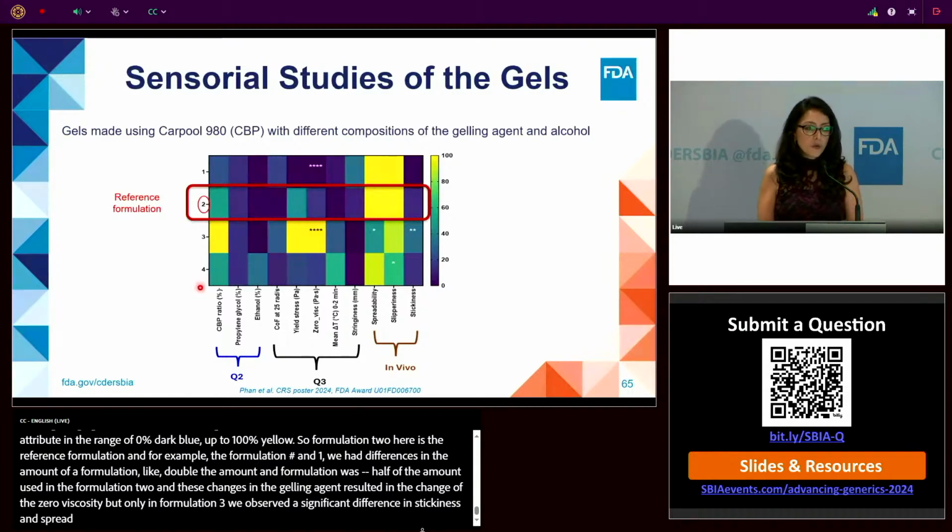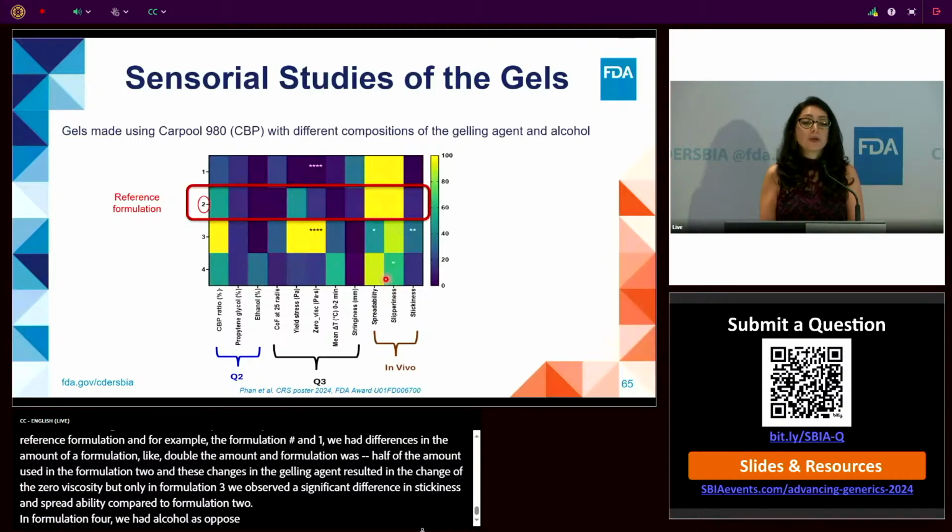And in formulation 4, where we had alcohol as opposed to formulation 2, the slipperiness of this formulation was perceived significantly differently.